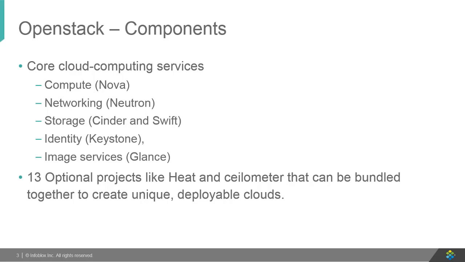OpenStack comprises multiple components, each having their own functionality. Every component can work independent of each other, hence enabling a plug-and-play approach. Each component has a code name for its project. The core cloud computing services include compute, networking, storage, identity, and image services. There are 13 optional projects like Heat for orchestration and Ceilometer for measuring metrics that can be bundled together to create unique deployable clouds.